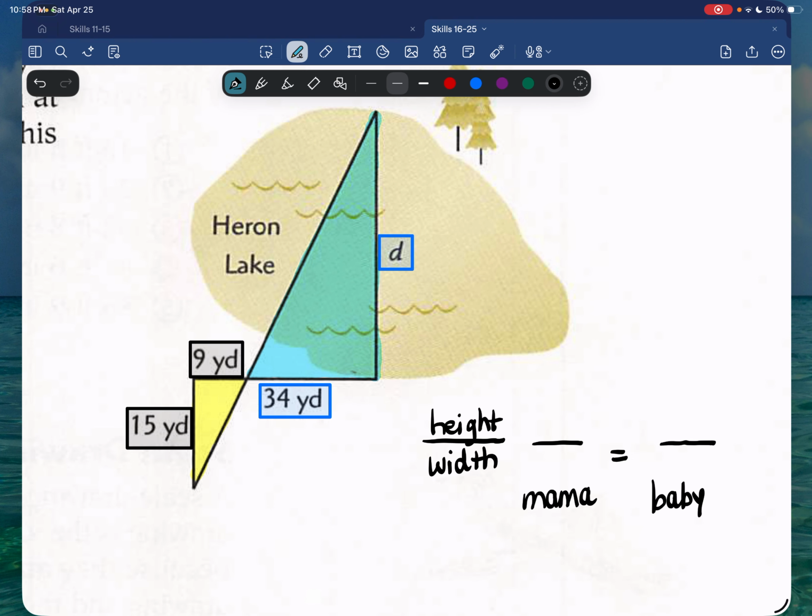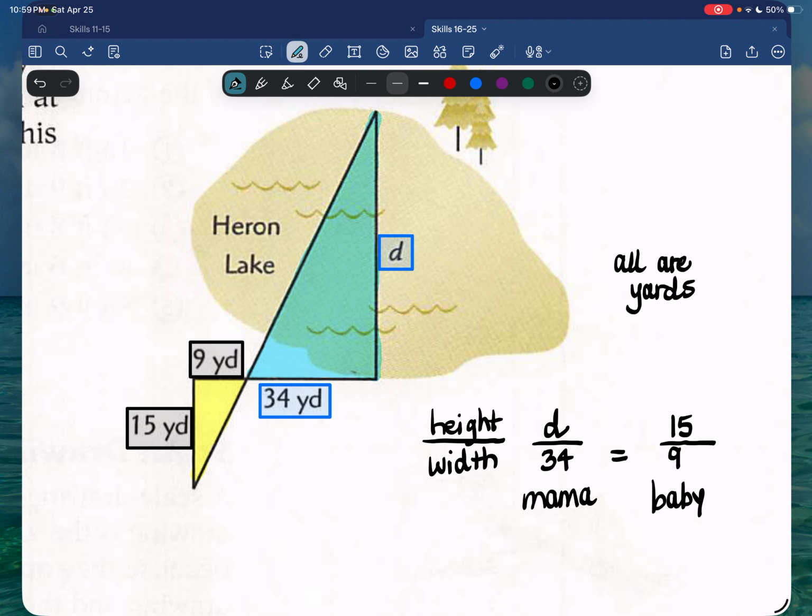So be very careful. Mama is how tall? We don't know. Mama has a width of 34 yards. Baby has a height of 15 yards because she's standing on her head, and baby has a width of 9 yards. It is very important that you make sure all of them are yards. If one of them were feet or one of them were inches, you have to get them in matching units. Doesn't have to be yards, but it has to match whatever you use.